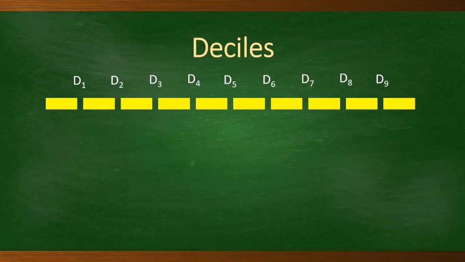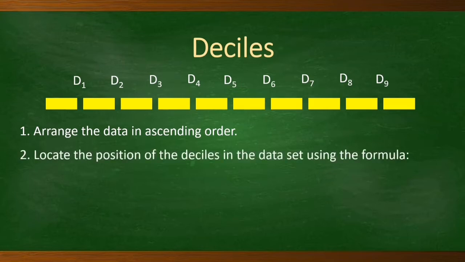If the data are arranged in ascending order, D sub 1, or the first decile, would mean that 10% of the data lie below it. D sub 2, or the second decile, would mean that 20% of the data lie below it. Deciles are computed in the same way as the quartiles. First, we arrange the data in ascending order. Then, locate the position of the deciles in the dataset using the formula.